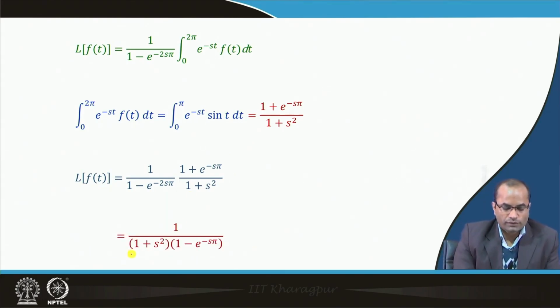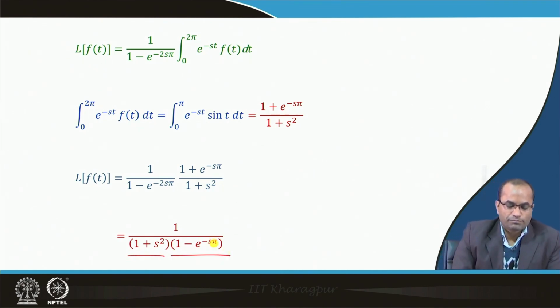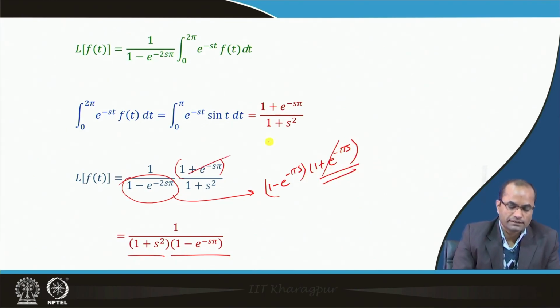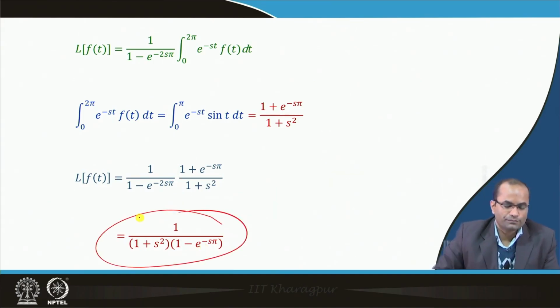So, 1 over 1 plus s square, and then we have 1 minus e power minus pi s, because again this term will be cancelled out with this term, as 1 minus e power minus 2 pi s can be written as 1 minus e power minus pi s times 1 plus e power minus pi s. So, this 1 plus e power minus pi s will get cancelled with this one, and we will get 1 plus s square and 1 minus e power minus pi s. So, this is the Laplace transform of this desired function.